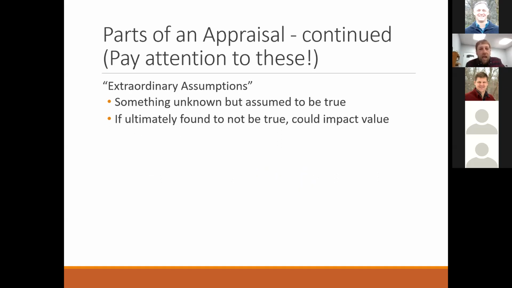So these, I think, are important to pay attention to, something that a lot of folks gloss over because they're not familiar with it. Look closely at an appraisal and make sure you understand the extraordinary assumptions. Something that we don't know if it's true, but we're assuming it is.